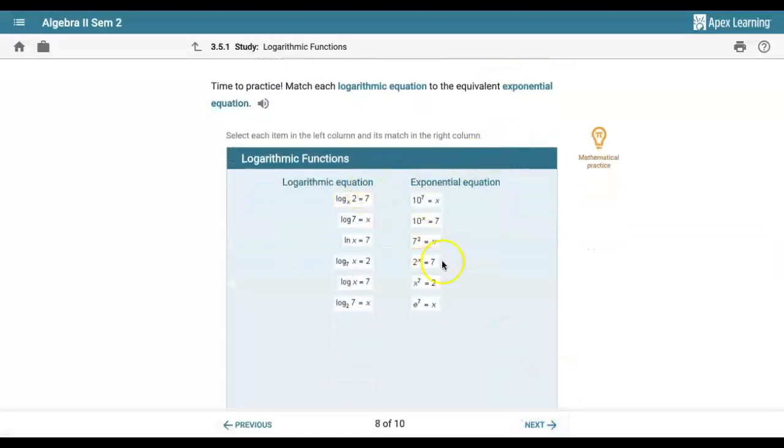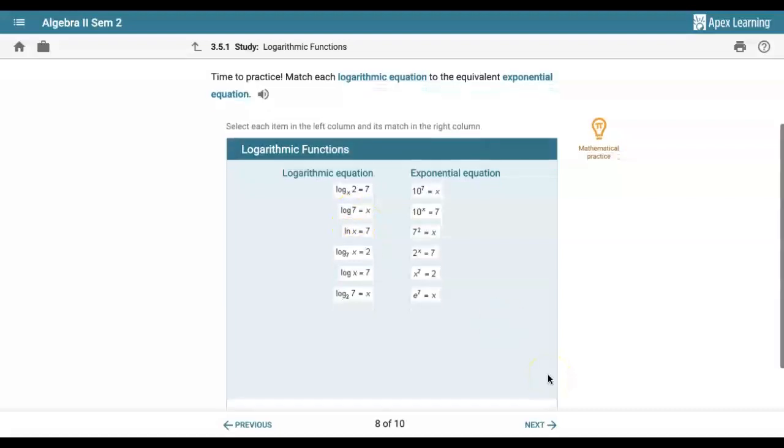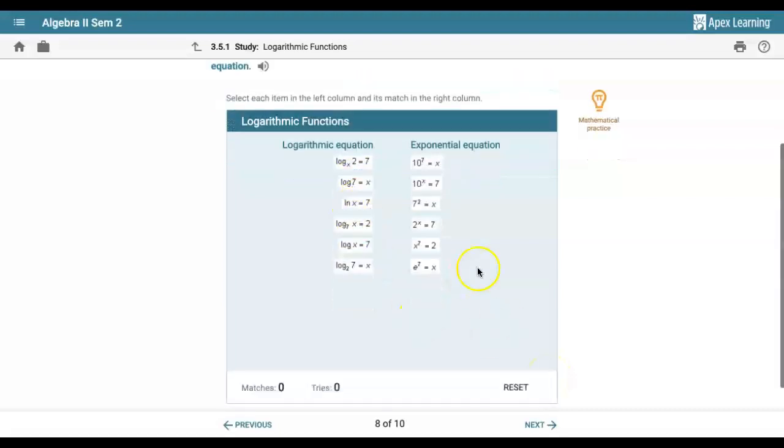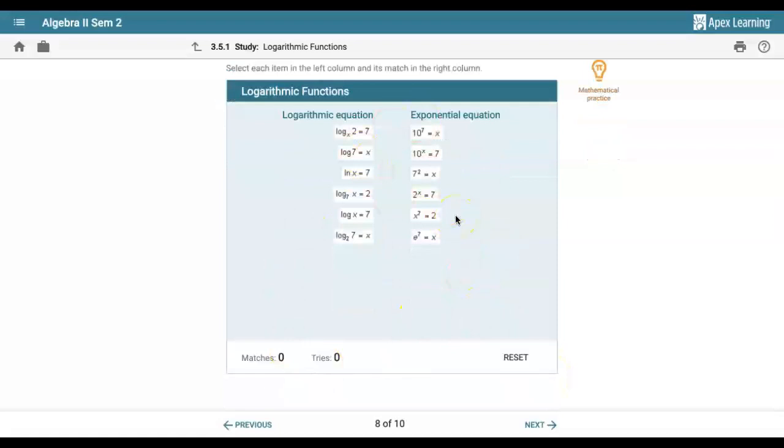I'm going to leave these for you to try because I think they are super beneficial for understanding what they are stating. But I do want to point something out. ln is our natural log. And if you just see log with no base, like log of 7, you can assume this is base 10. So please try those out. I think they're going to be super beneficial for you.